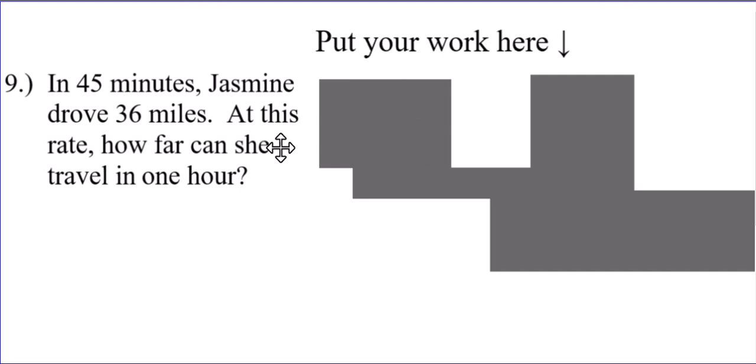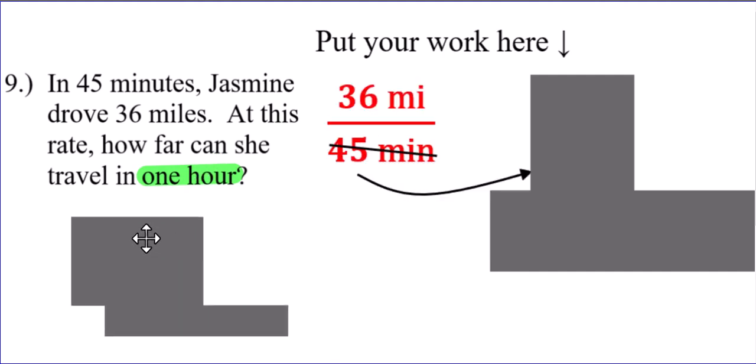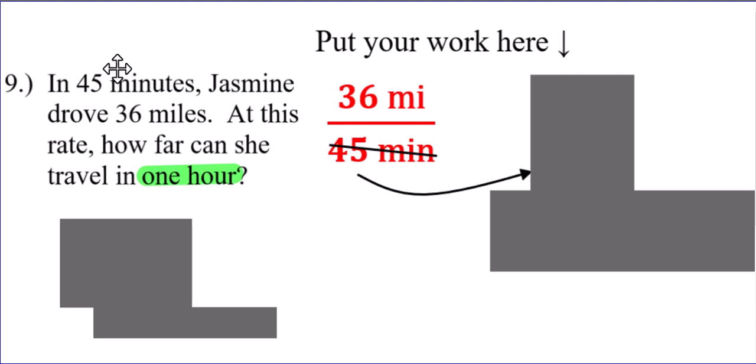Did you set this up correctly? It says, at this rate, how far can she travel in 1 hour? So that's what we're looking for here. And 1 hour is the same as saying per hour. So that means we need the unit of time in our denominator when we set up the work as our fraction. However, do not accidentally write it like this. Yes, I know they gave us the time in minutes, but we're going to have to change that into hours.